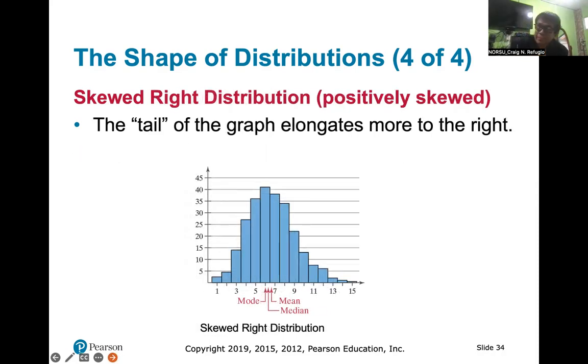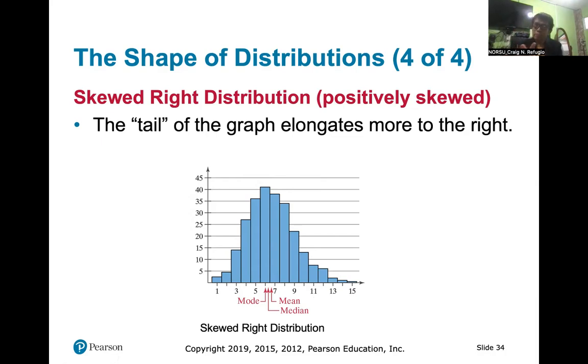Skewed to the right distribution, or positively skewed distribution. This will happen if the mode is less than the median, and the median is less than the mean. Or, from the right side going to the left side, the mean is greater than the median, and the median is greater than the mode. We classify that one as positively skewed or skewed to the right distribution.